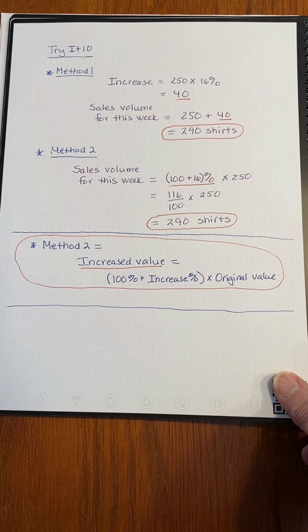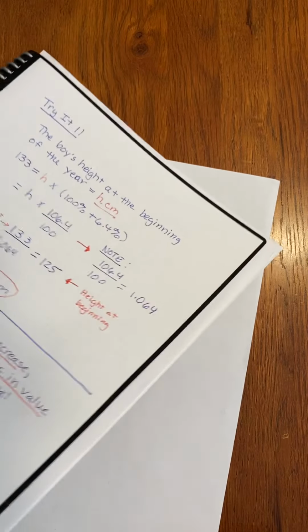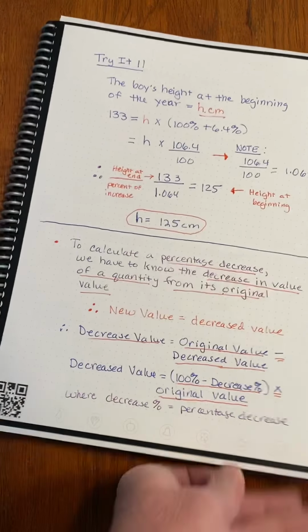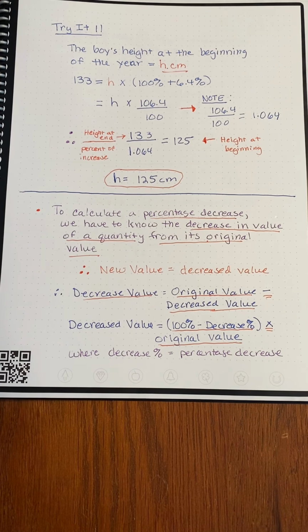Okay, so continuing on, we will go on to Try It 11, the top of the next page. Let me get this all situated. Try It 11 reads like this. A boy's height is 133 centimeters at the end of a year. His height increased by 6.4% during this year. Find his height at the beginning of the year.